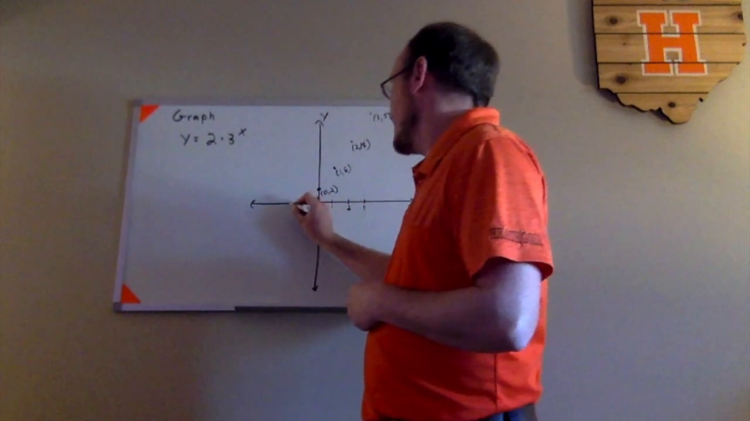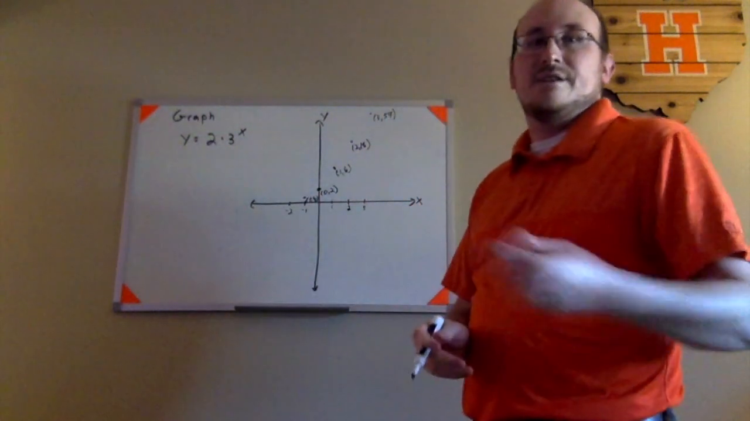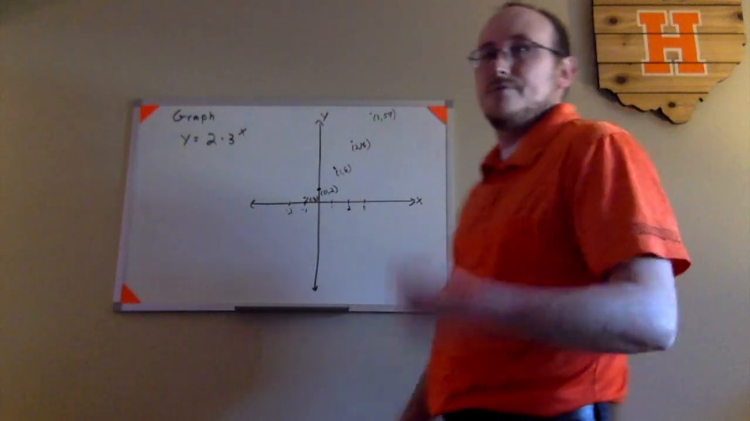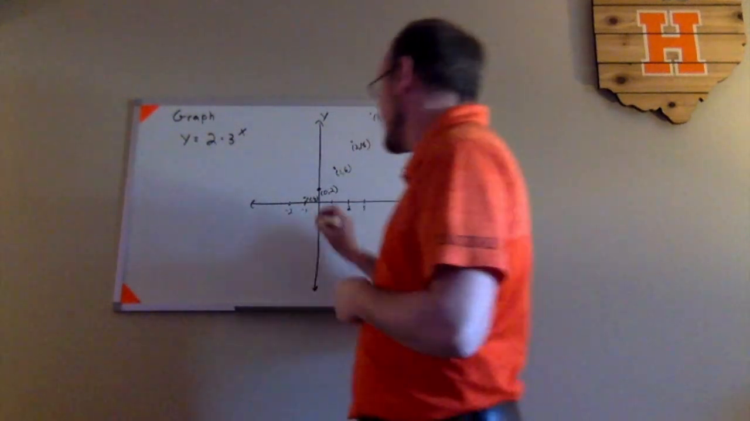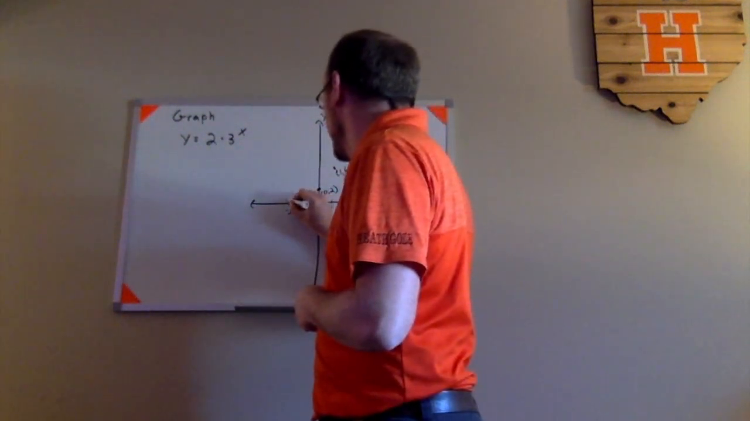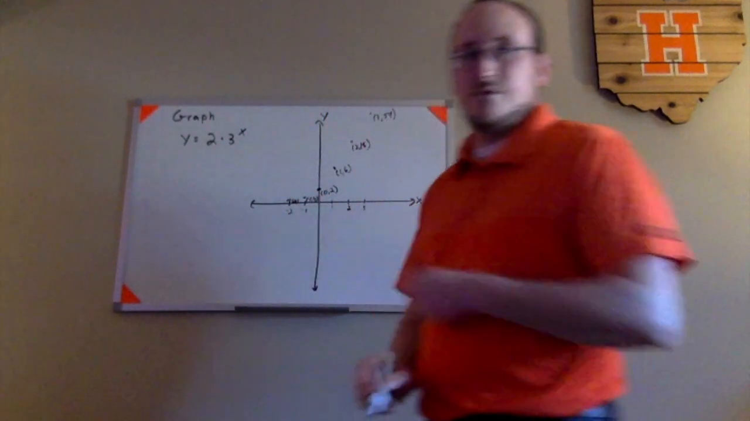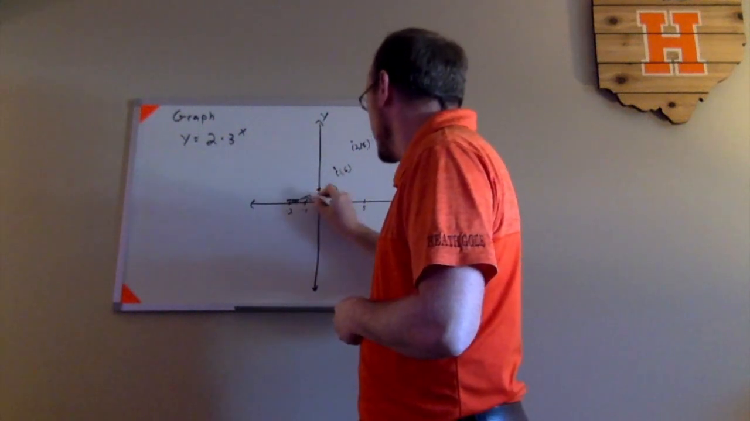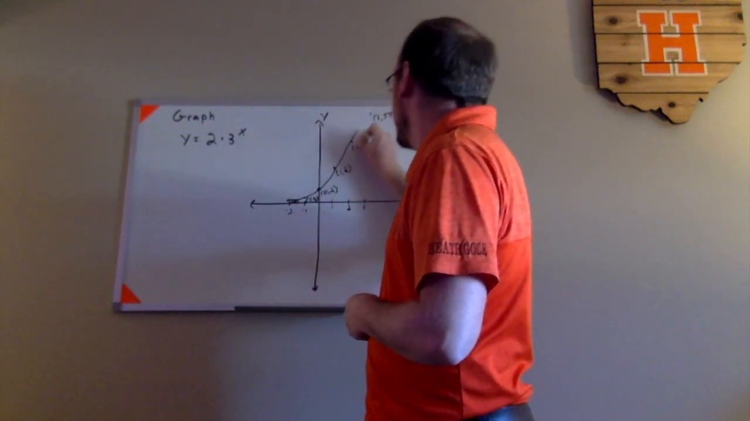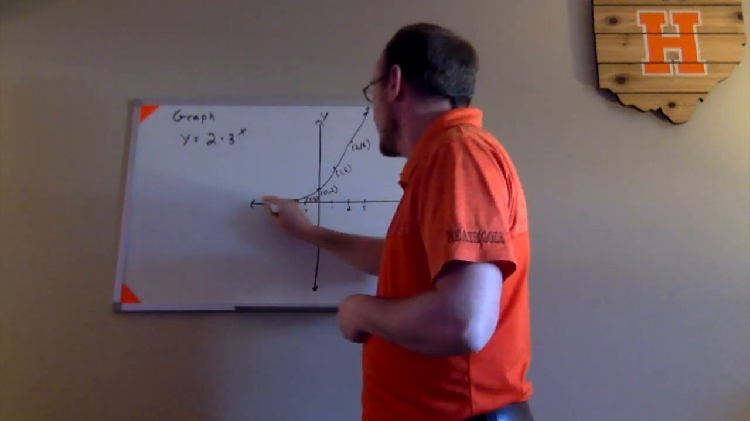And then if I went over to -2, I'd have to take that and divide it by 3. 2/3 divided by 3 would be 2/9. So I'd have (-2, 2/9) right there. Again, it's really hard to read my graph, I'm sure, but as you can see, you should start to see this exponential shape taking place.